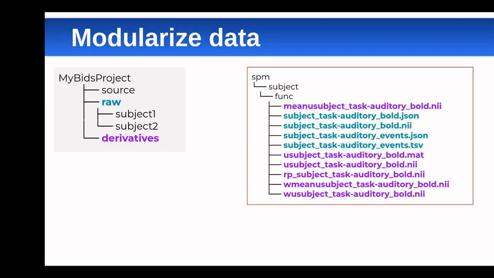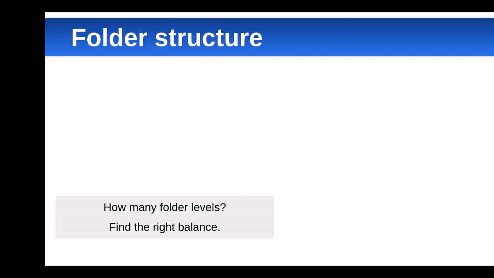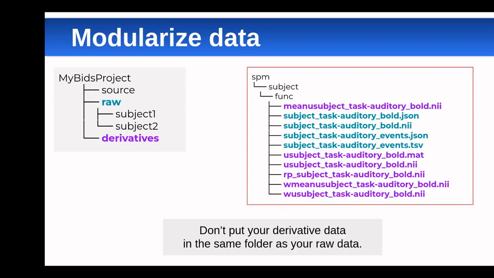And this would be the please-don't-do-this example. If some of you have worked with software called SPM to analyze your data, by default SPM will always dump the derivative data wherever it found the raw data that you gave it. So it becomes really hard, when you work with software that behaves like this, to make sure that your data is properly modularized. So, take-home message: don't put your derivative data in the same folder as your raw data.